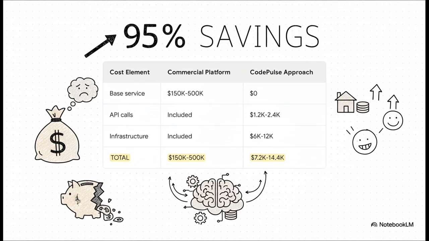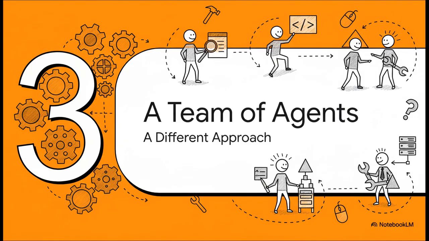Okay, so this is where the numbers really tell the whole story. This table breaks down the annual cost for that same 500-person team. On one side, you have the commercial platforms. We're talking up to $500,000. On the other side, you've got the CodePulse approach, which maxes out at under $15,000. That right there is your 95% savings. It's an absolute game changer. So the big question is, how on earth is a 95% saving even possible?